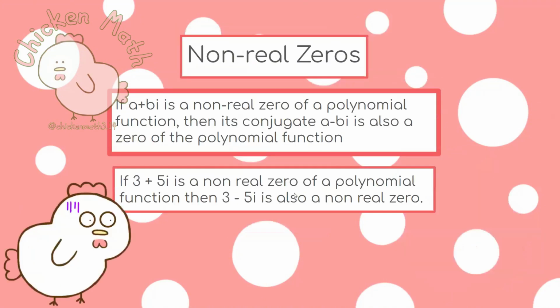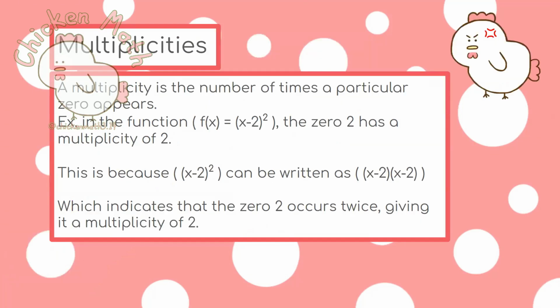And this is going to be important because we're going to talk about non-real zeros. Non-real zeros will be in the form of a plus bi. Now, if a plus bi is a zero of our polynomial function, know that its conjugate, so flipping the sign, a minus bi, will also be a zero for that polynomial function. So for instance, if 3 plus 5i was a non-real zero, that function would also have 3 minus 5i as also a zero.